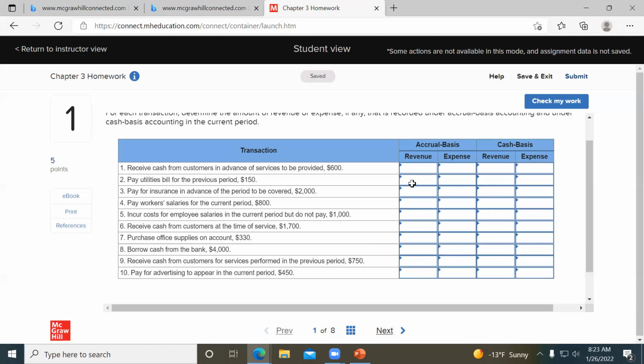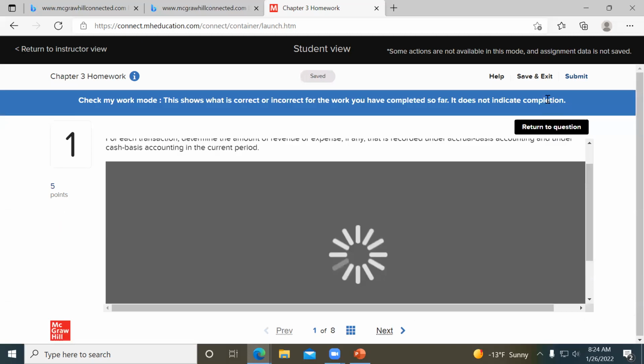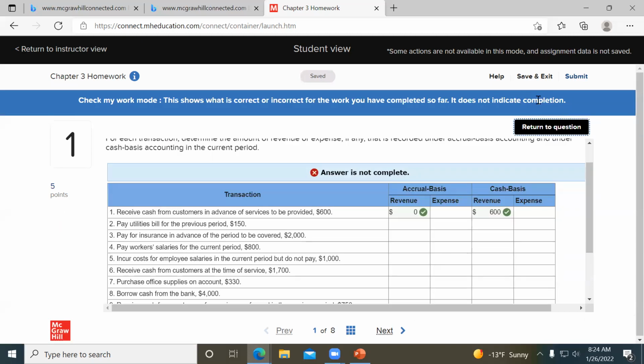Okay, guys, so let's look at these. When we receive cash from customers in advance for services to be provided, under the accrual basis of accounting, are we going to record that as revenue? No, because we did not provide the services yet. Under the cash basis of accounting, will we record that as revenue? Yes, we will. Okay.